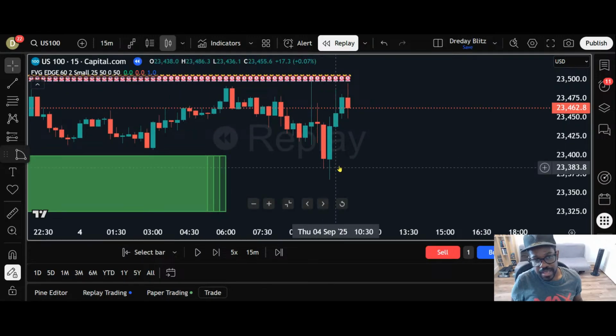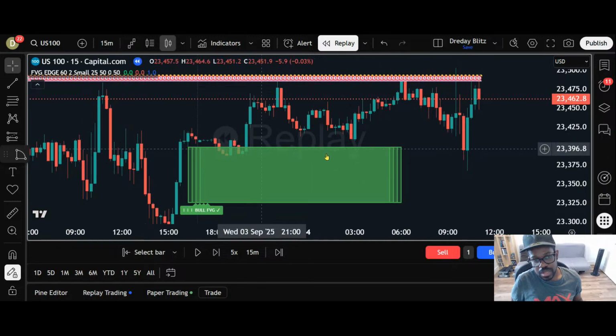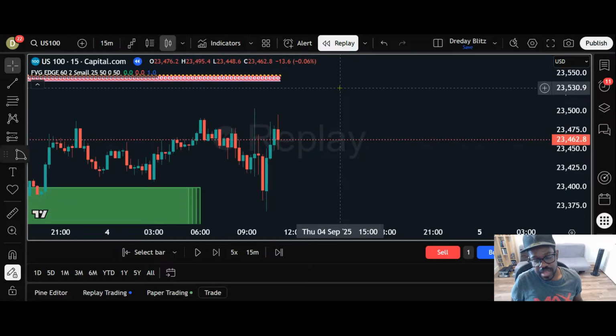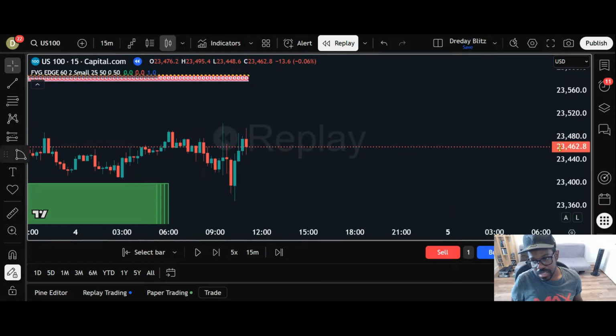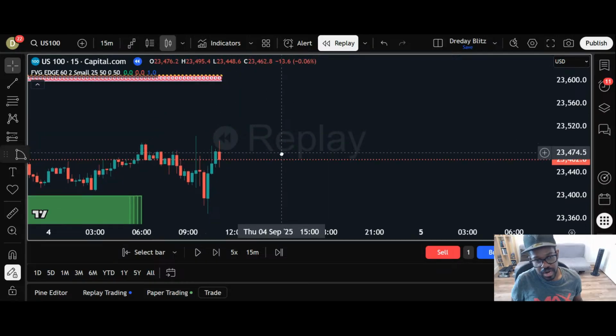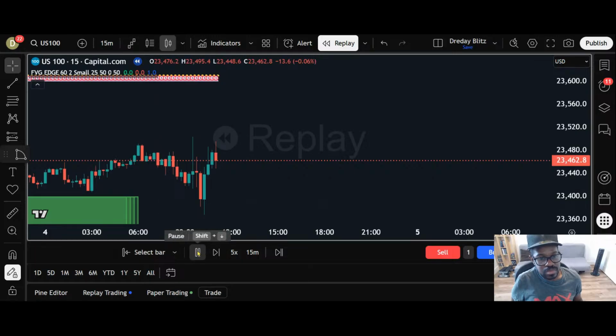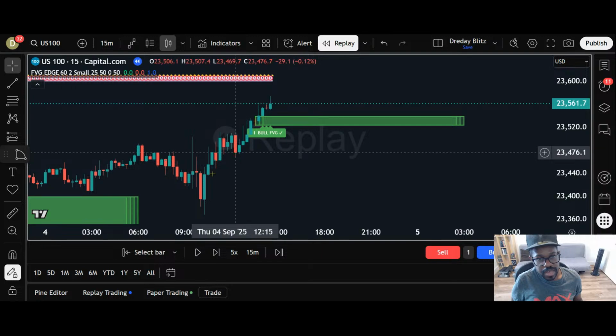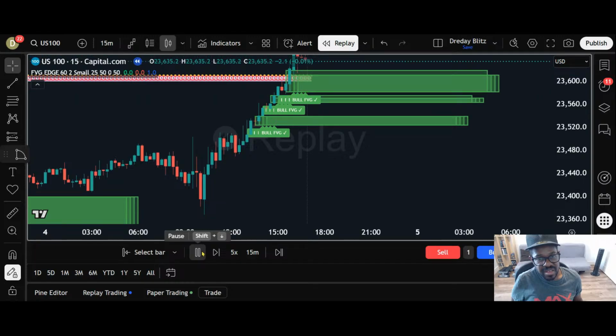So we had a pullback towards that fair value gap. Even though it finished here, that fair value gap is still valid, guys. It was still bullish. Then we had a reaction off of yesterday's news at 8:30, and then we had news at 10. That 10 a.m. news pushed the market higher. So we had a small bullish fair value gap, and then higher and higher bullish fair value gaps here.